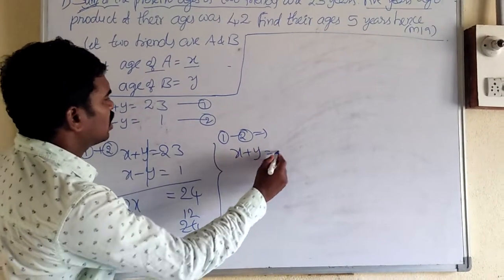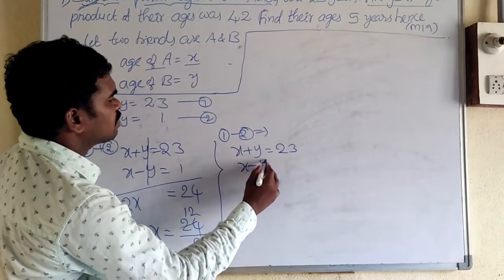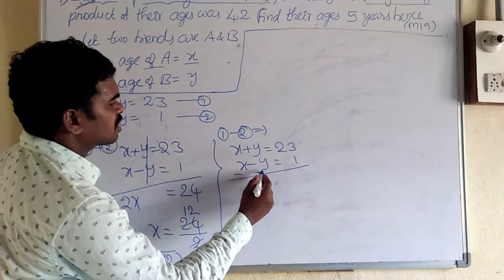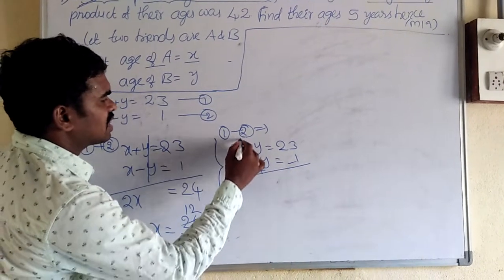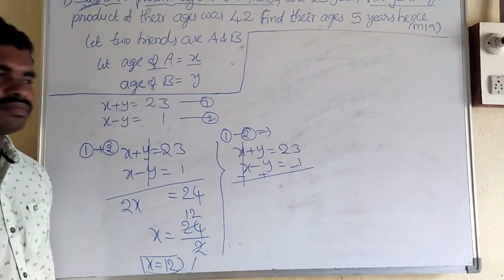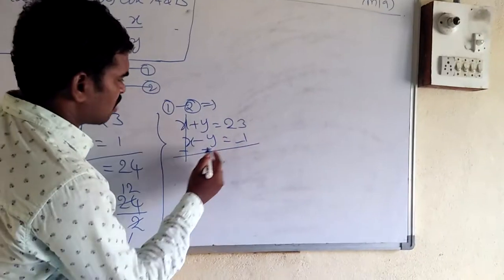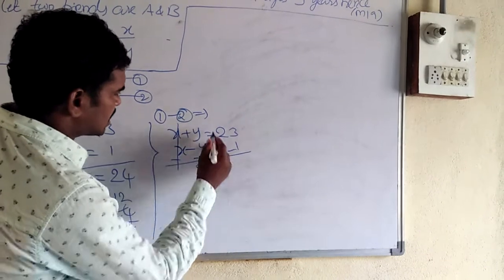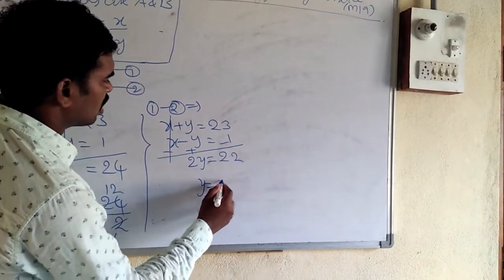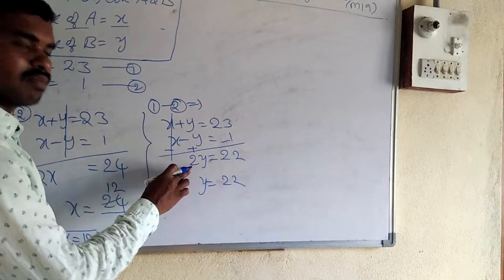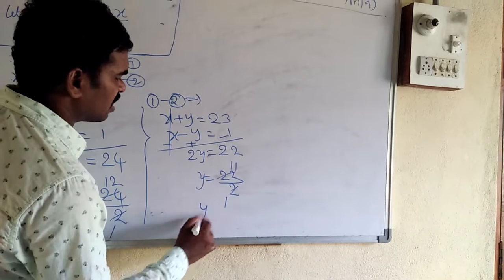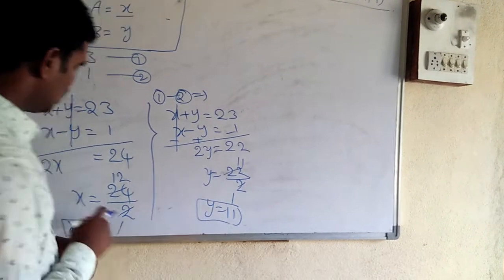Next, equation 1 minus equation 2. First equation x plus y equal to 23, second equation x minus y equal to 1. I am subtracting, so plus becomes minus, minus becomes plus, and x minus x cancel. Y plus y, 2y is equal to 23 minus 1, 22. 2 is in multiplication, send it to the right side, goes to denominator. So y equal to 11.